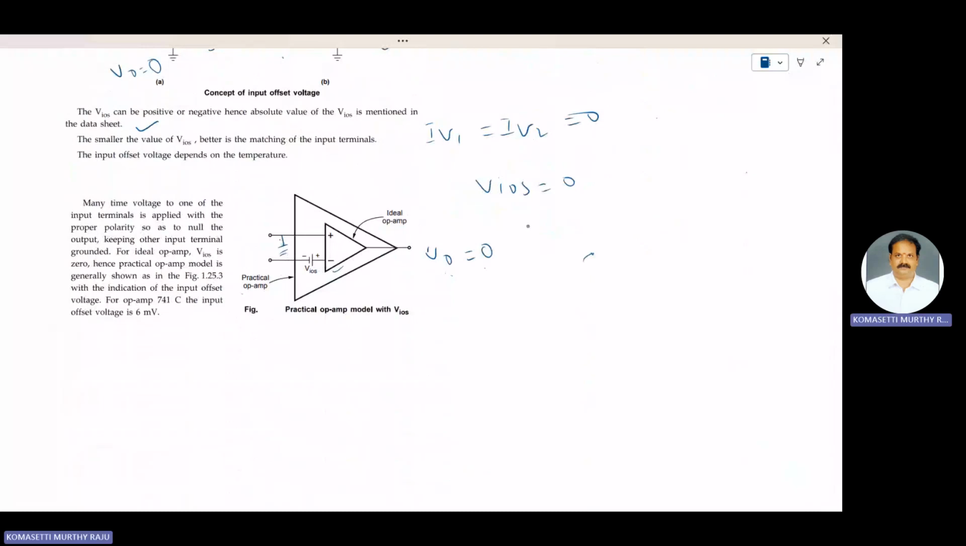Hence, the practical op-amp model is generally shown in the figure, with the indication of the input offset voltage. For op-amp 741C, the input offset voltage is 6 millivolts. These are the 3 important parameters of the operational amplifier. In the next video, I will explain other parameters.